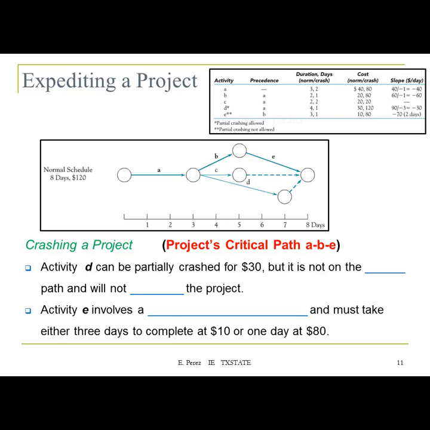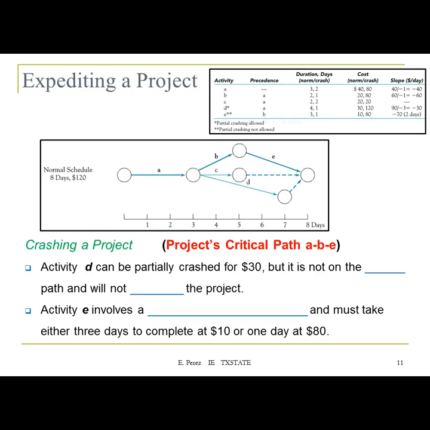So if we look at this network one more time, we're going to start trying to crash the project one day at a time. For instance, we're going to try to reduce the duration of the project by 1 day. So right now it's 8 days. We want to reduce by 1 day, so the total duration should be 7 days.